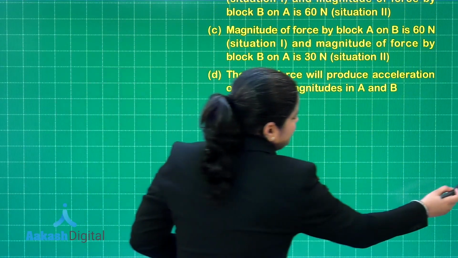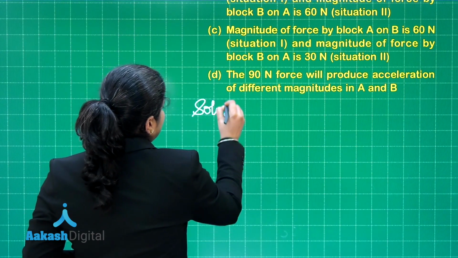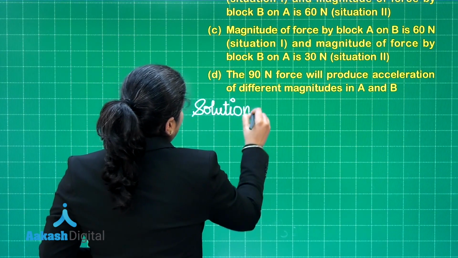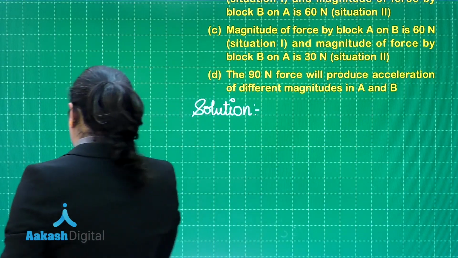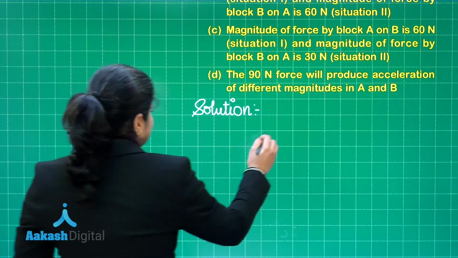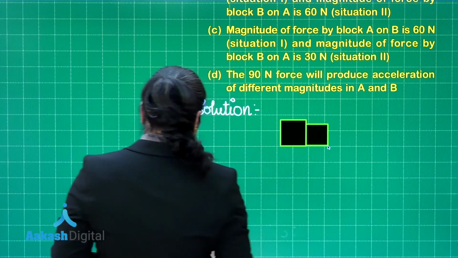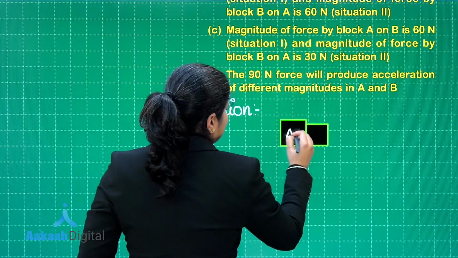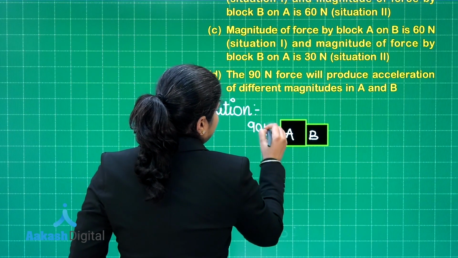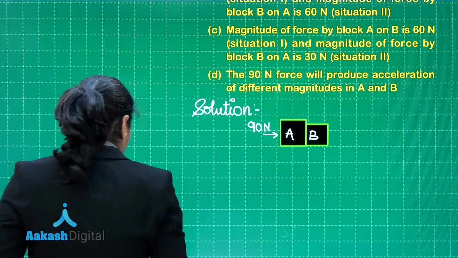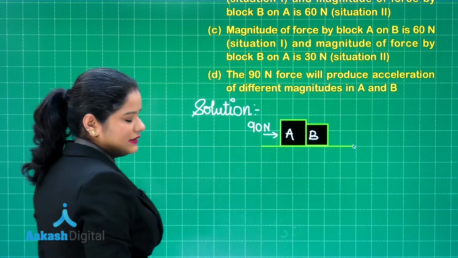To solve this question, let's try to find out the force of contact between block A and B. If I just consider the first situation, these are my two blocks. This is block A and this is block B. In the first situation, a force of 90 Newton is being applied on block A.